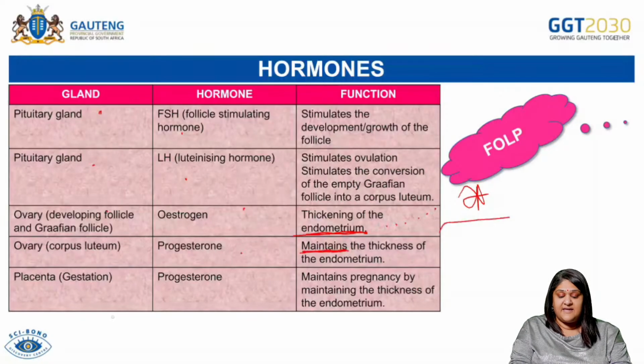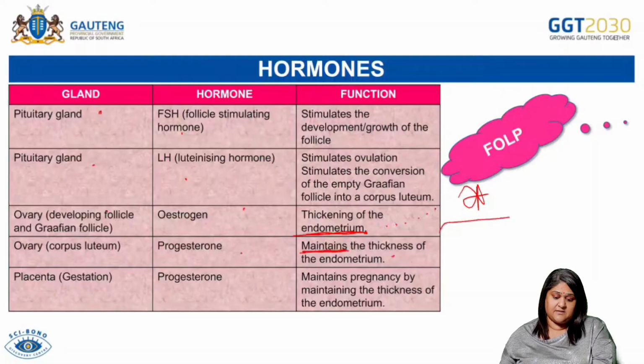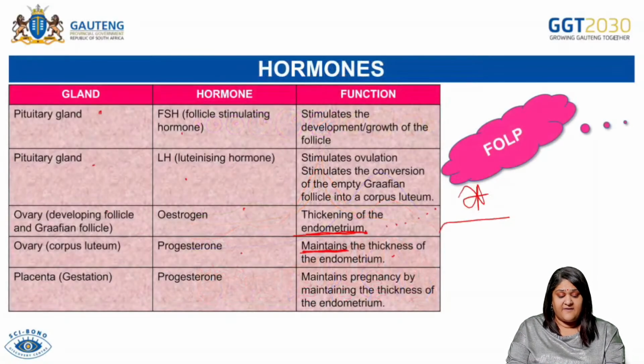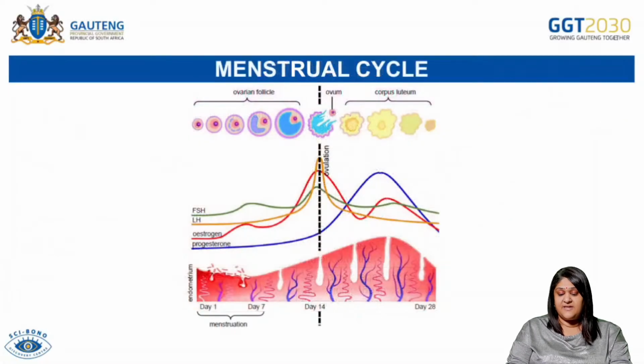Okay, and then we don't say maintain pregnancy here. That is not the primary function of progesterone. If they're giving you a question and they're giving you some indication that pregnancy has occurred, then we can say that it's maintaining the thickness of the endometrium for pregnancy, or during pregnancy. Then we have the last one, and we spoke about that. We can say it's maintaining the pregnancy by maintaining the thickness of the endometrium. Right, then we go on to the menstrual cycle.